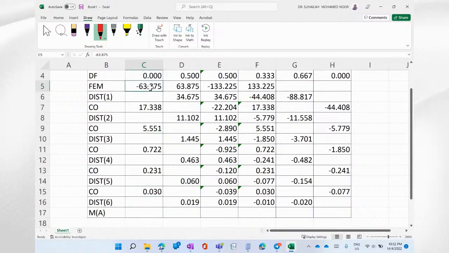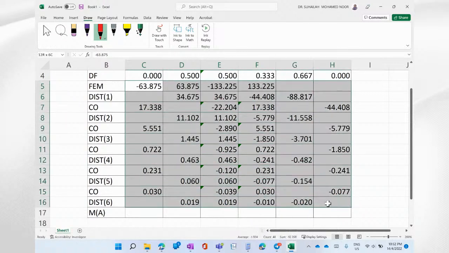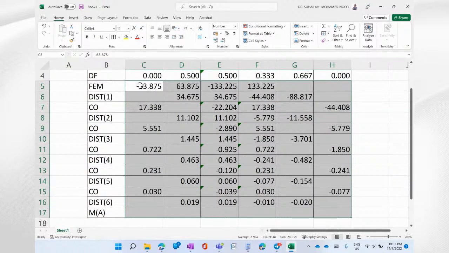Okay, now I will sum all this. Start from the first moment in the table. Remember, the first moment in the table is the fixed end moment. So don't count together with the F. You have to start with the fixed end moment in the table. So total is this.